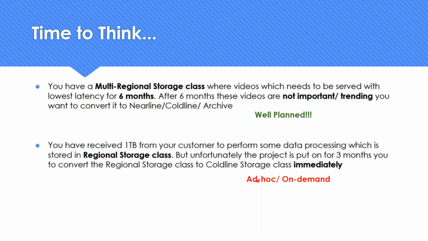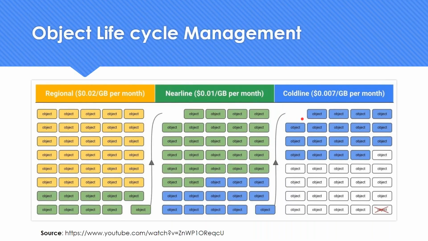There are two options. First, let's go with the well planned one. For that, we are going to use, as Anil Kumar mentioned, object lifecycle management. You're going to create policies saying that if the object is in a regional storage bucket, after n number of days, change the storage class of all those objects to nearline so that my cost drops. After y number of days, change it to coldline. After z number of days, I don't need this object itself. Delete it. So I create a lifecycle for my objects.